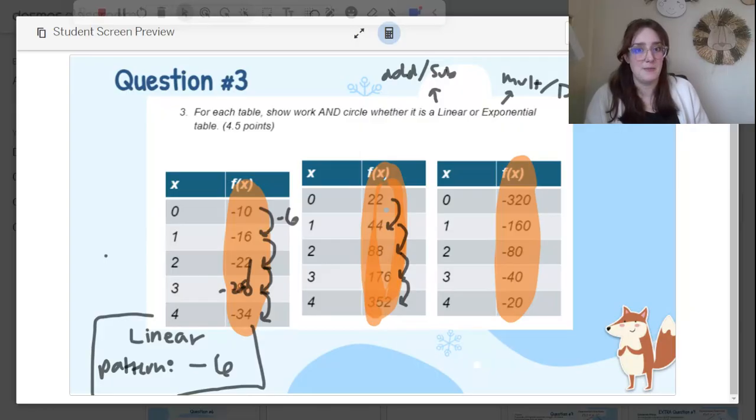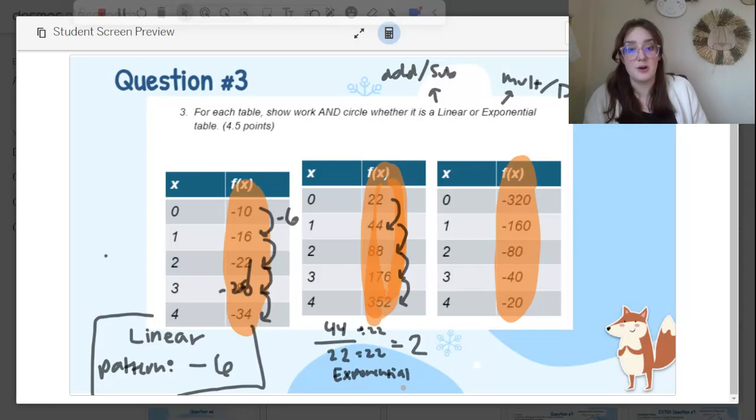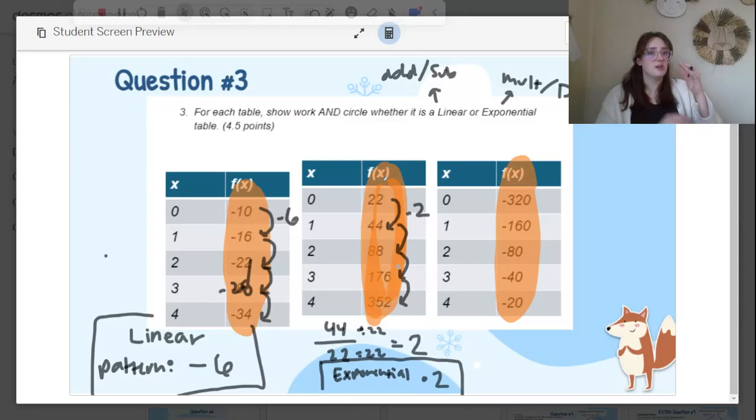To find what that multiplication pattern is, remember we take the second number, 44, divided by the first, 22. Looks like they're both divisible by 22. That's going to be 2. So this one is exponential, and our pattern was we were multiplying by 2. Remember, the reason we're taking the second number divided by the first is because even if we're dividing, we don't say we're dividing, we say we're multiplying by a fraction. So this is how we would find that fraction.